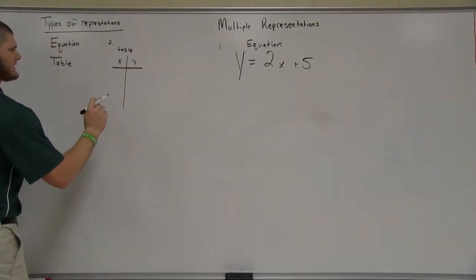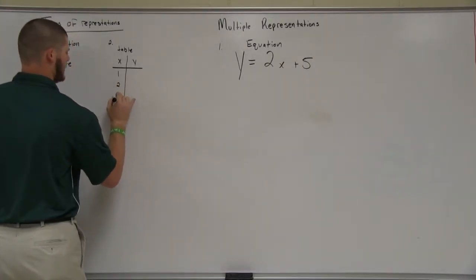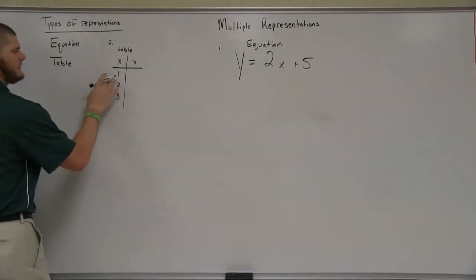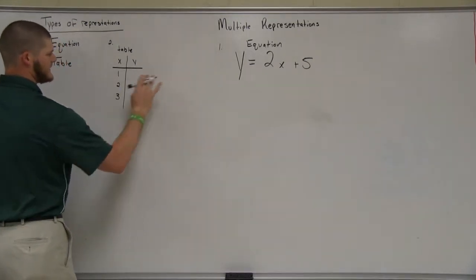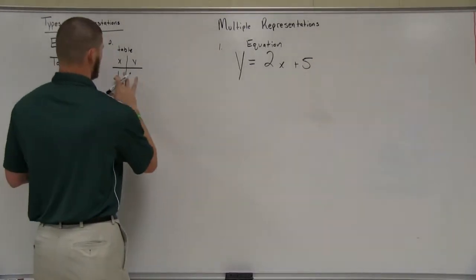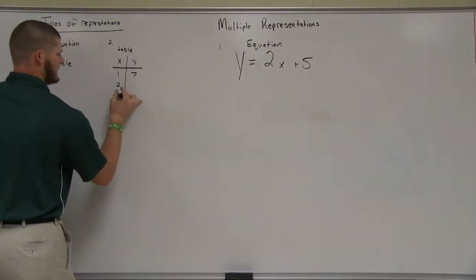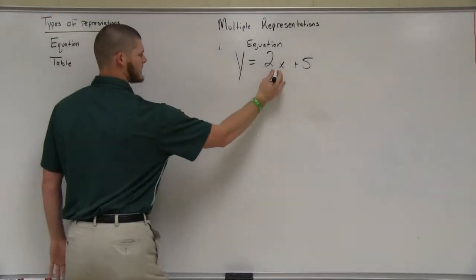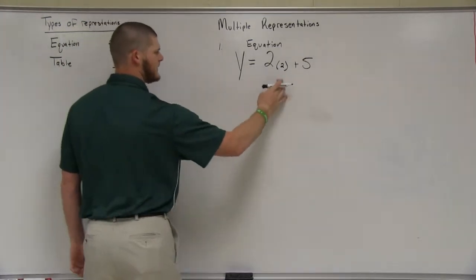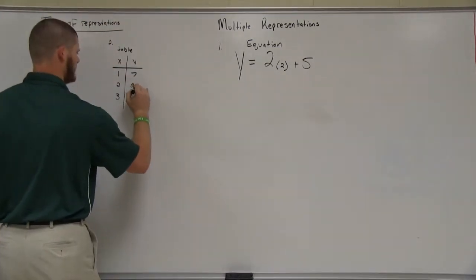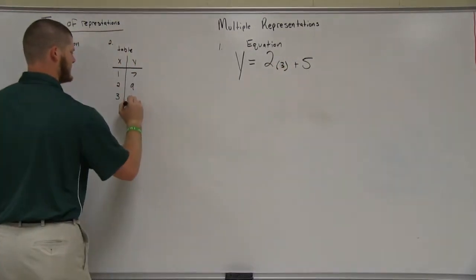We know that our x's are independent and our y's are dependent, so we can fill in our table: 1, 2, 3. Then we take our x value, plug it in where x is, and find our y. So 2 times 1 is 2, plus 5 is 7. Then 2 times 2 is 4, plus 5 is 9. And then 2 times 3 is 6, plus 5 is 11.